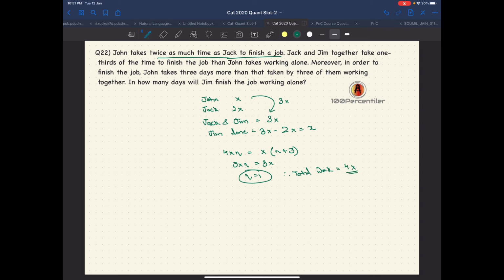Now in how many days will Jim finish the work working alone? Jim does x work per day and therefore 4x upon x, he'll take 4 days to finish the work. So 4 is the required answer here.